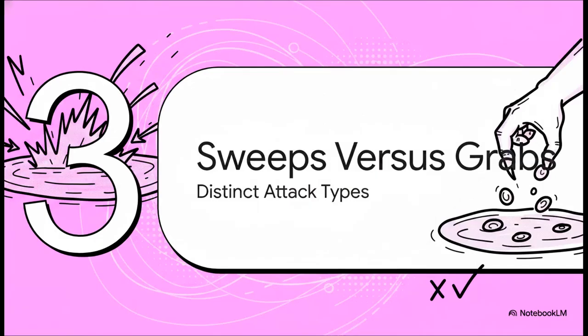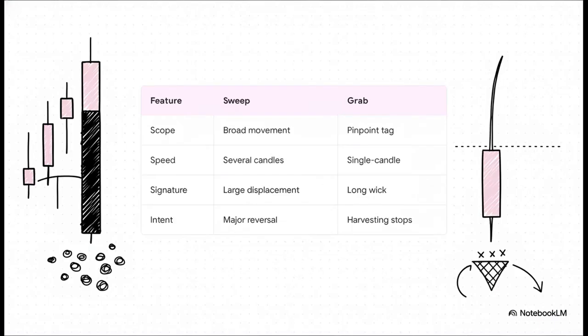Section 3. Liquidity sweeps versus liquidity grabs. Now, people swap these terms around a lot, but a grab and a sweep actually have entirely different scopes, speeds, and intents. Let's break it down. A liquidity grab is a pinpoint surgical tag of a very specific level. It's usually a super fast single candle wick that immediately closes back inside the prior range. Its main intent? Just harvesting some nearby stops for quick mean reversion.